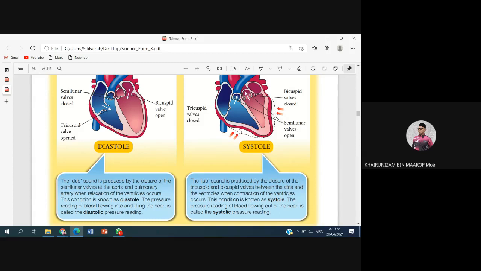So when you try to hear your heart sound, it will be like lip, dip, lip, dip, lip, dip. If dip is the diastole process, what is lip? The systole process. Okay, get it?